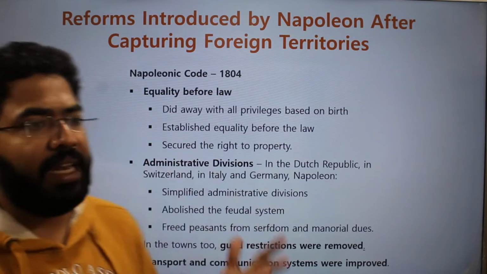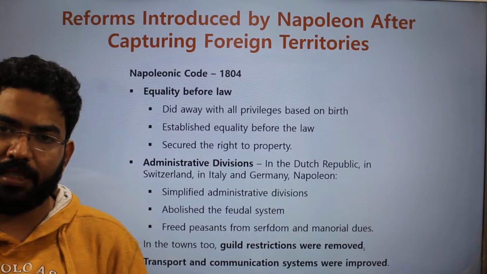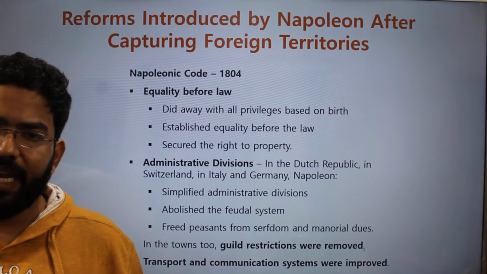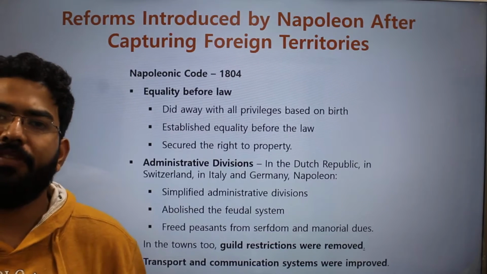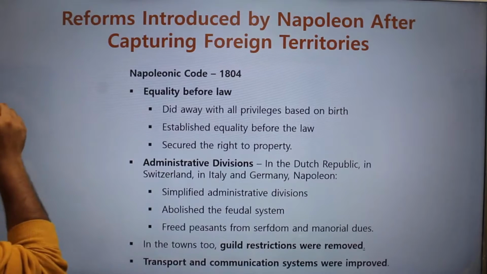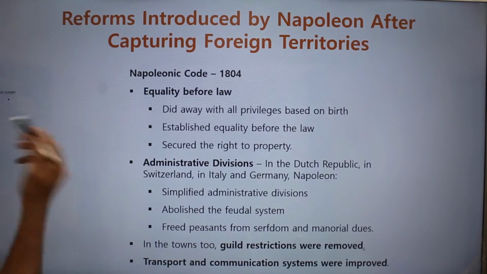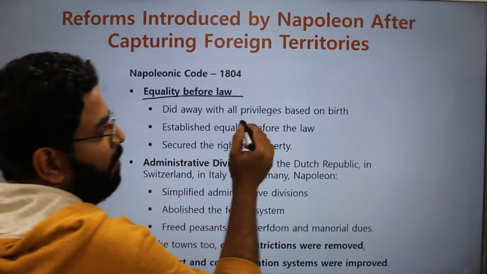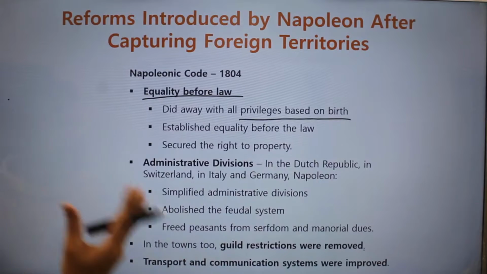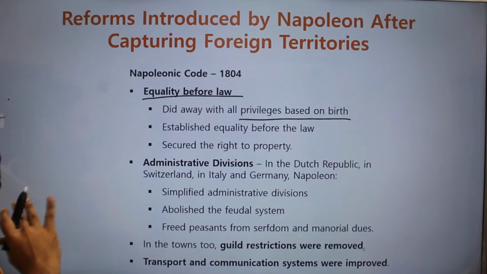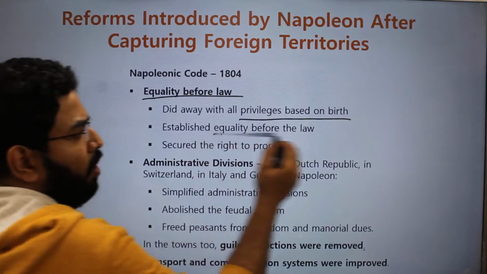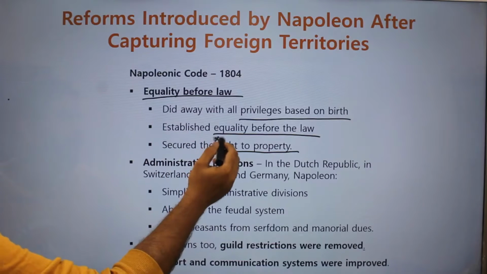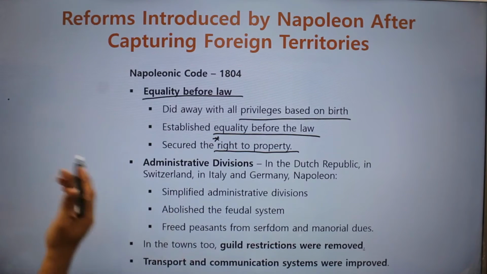Now, then the power was elected. An individual called Napoleon was elected, and when he came into power, he introduced the Napoleonic Code, basically a civil code. So in 1804, the Napoleonic Code was introduced, under which there was equality before law. The privileges based on birth, like people from the royal family, were not given any privileges. So equality before law, then right to property. This is very important, that under the Napoleonic Code you had the right to property as well.